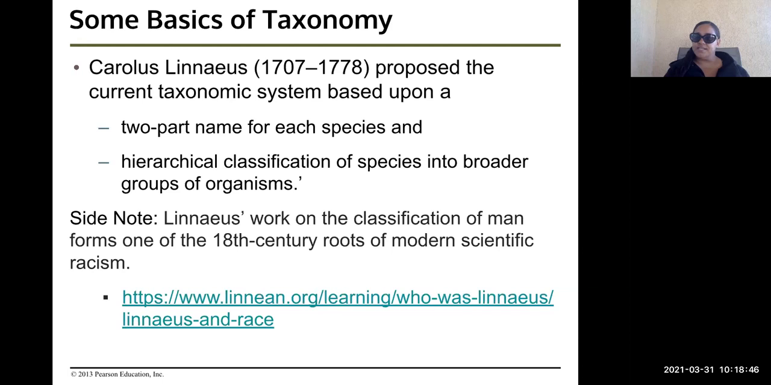Some basics. Carolus Linnaeus proposed the current taxonomic system based upon a two-part name for each species and a hierarchical classification of species into broader groups of organisms. Side note, Linnaeus's work on the classification of man forms one of the 18th century roots of modern scientific racism. There's more information about that if you'd like to dive into it. It's just kind of an interesting side note. And the Linnaean Society actually recognizes that and is doing all they can to rectify it.